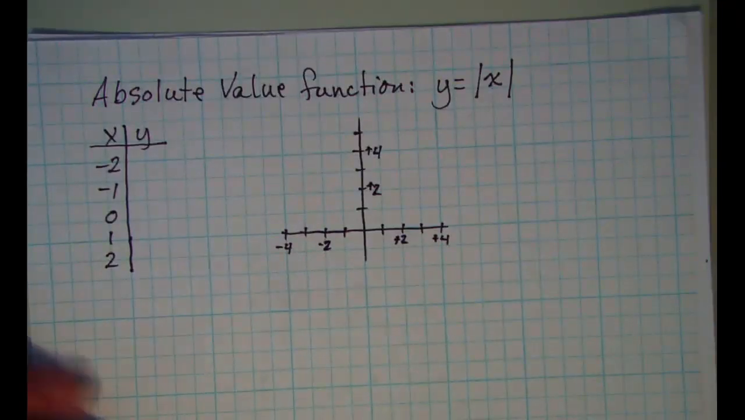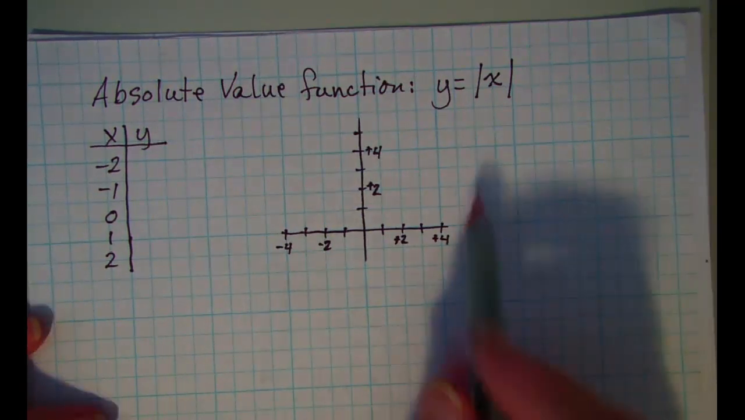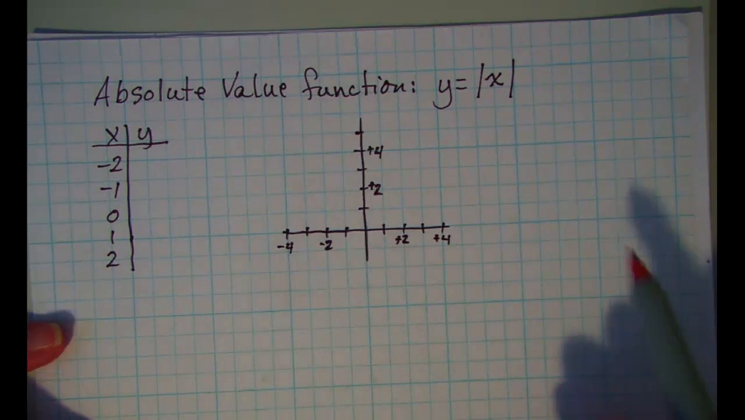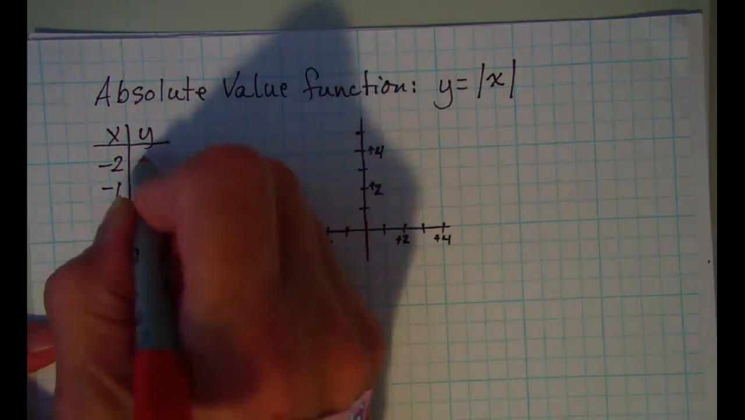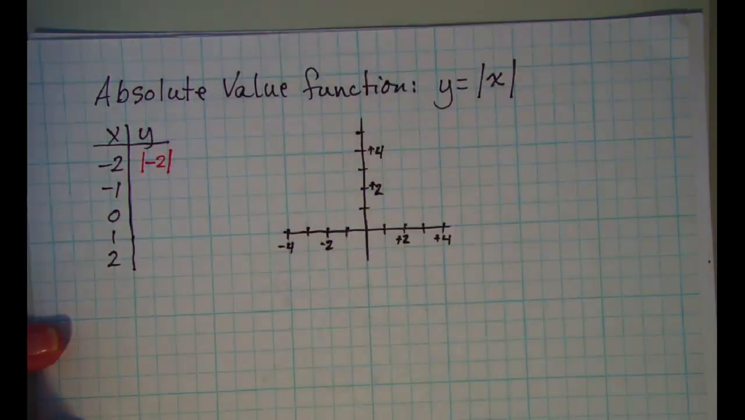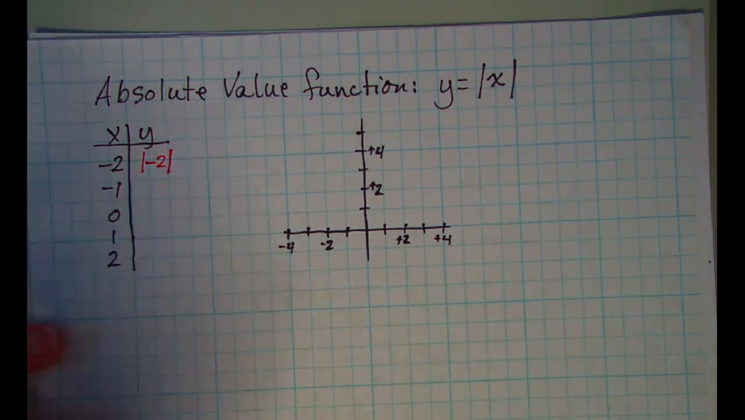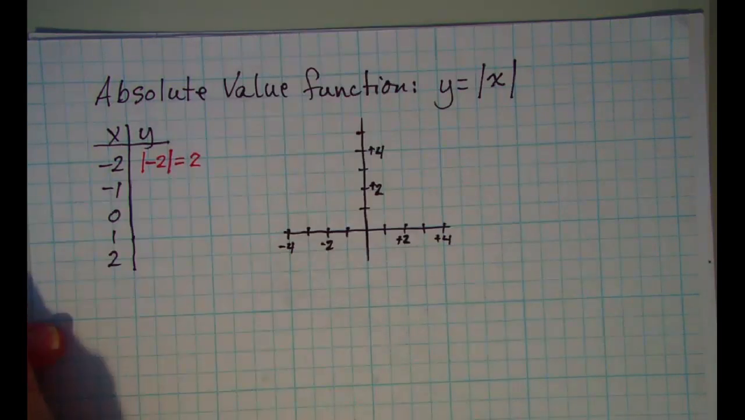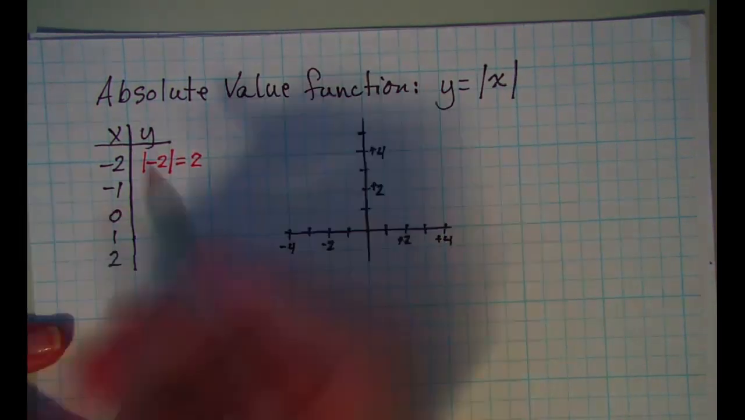Let's look at one more. The absolute value function is also a basic function that you need to be aware of. When you take the absolute value of -2, remember what you're asking yourself is how far away is -2 from the origin on the number line. And so we know that it's 2 units away. So the absolute value of -2 is 2.